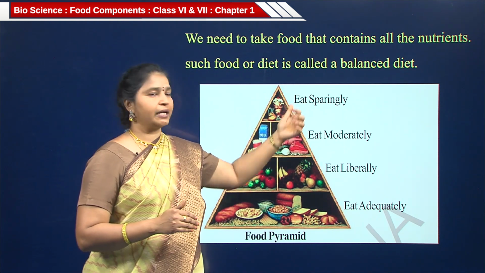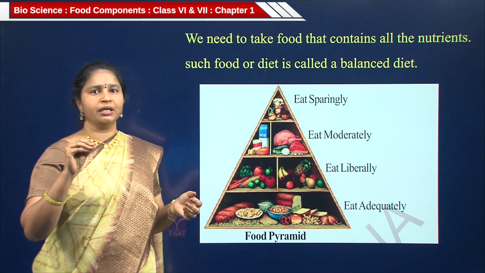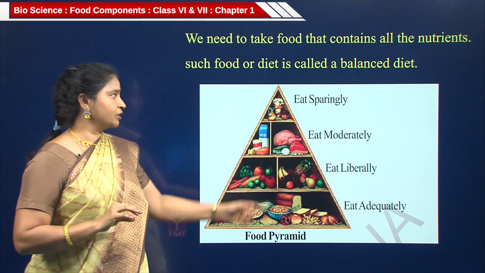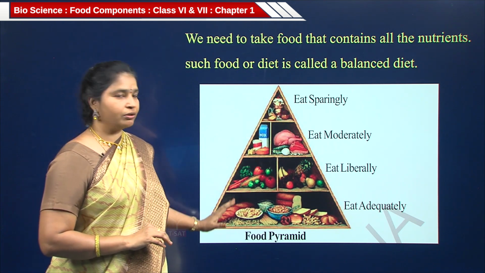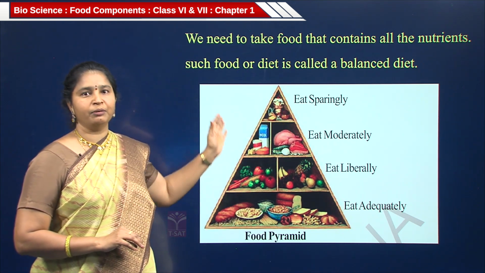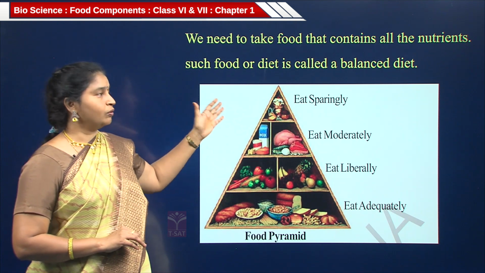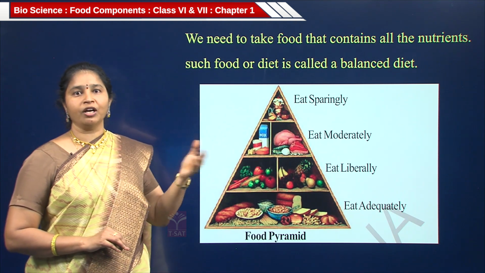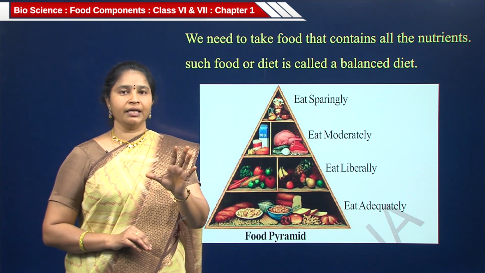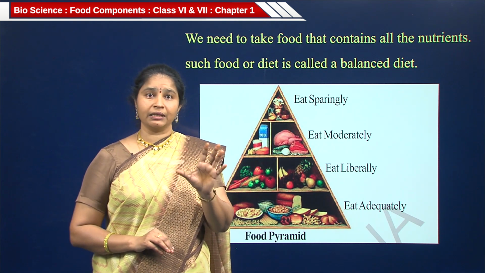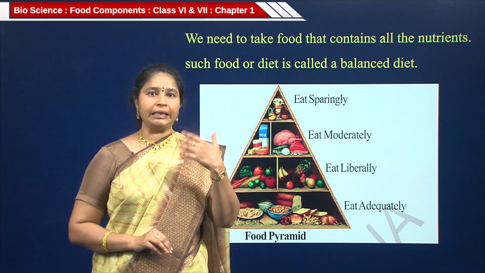Moderately, eat sparingly. So it should be eaten in very small amounts. That's why it is at the peak of the pyramid. This is how we need to categorize our food, then only will we be healthy. That's why we say, what we eat, that we are. So our health is decided by the food we are taking.